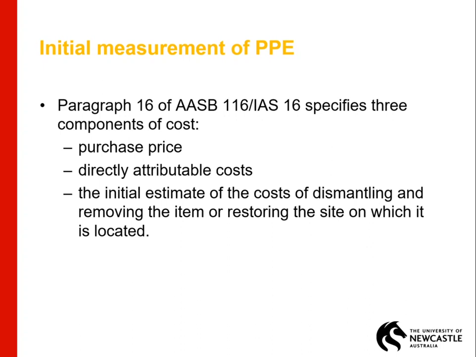What we then have to determine is, well, what does this cost consist of? So the standard itself actually identifies three components of cost: purchase price, directly attributable costs, and the initial estimate of the cost of dismantling and removing the item or restoring the site on which it is located.